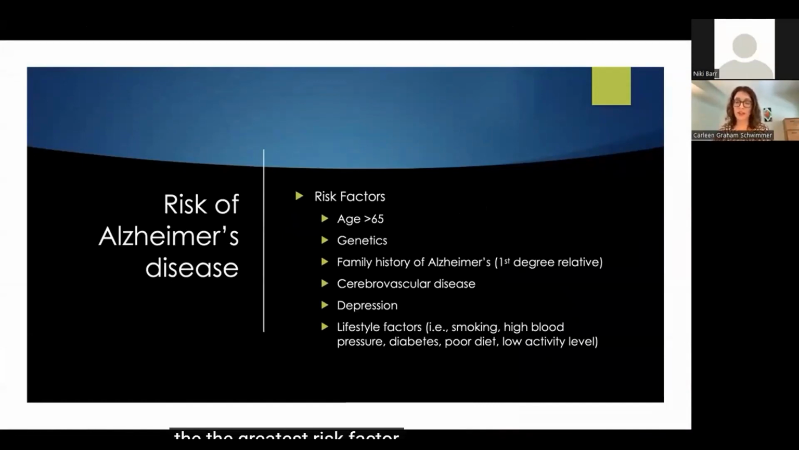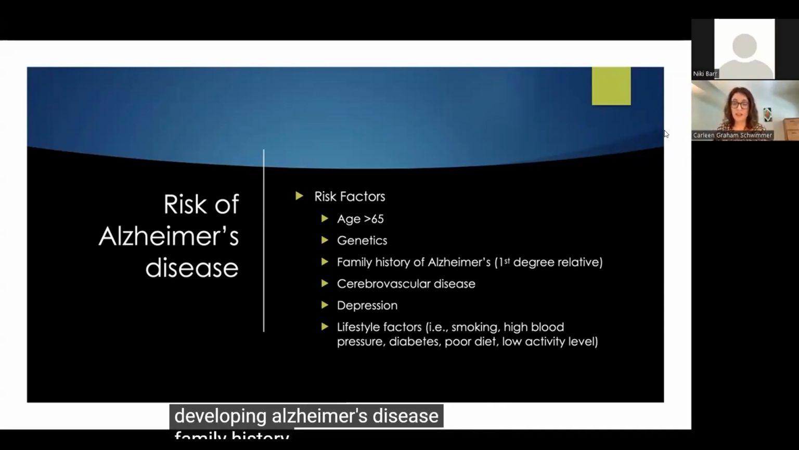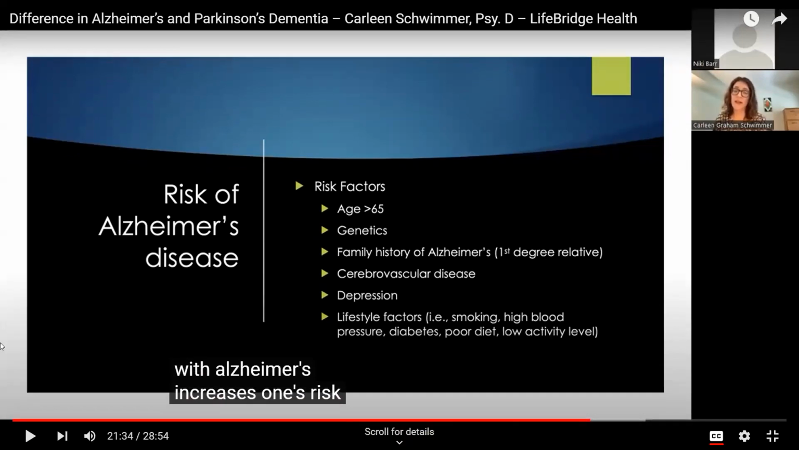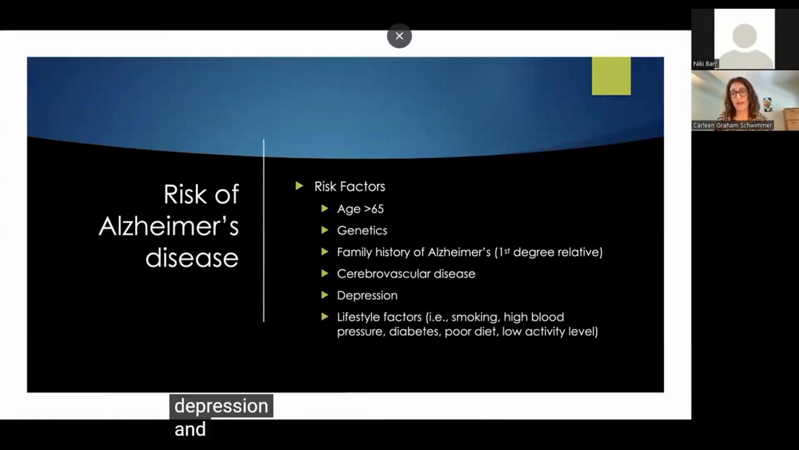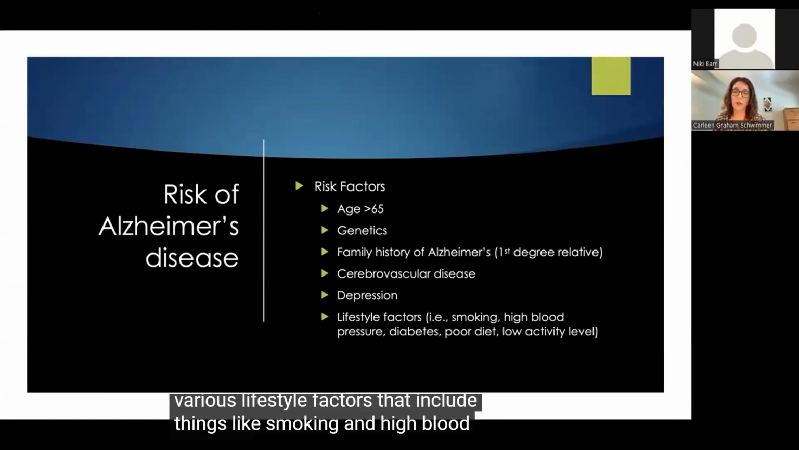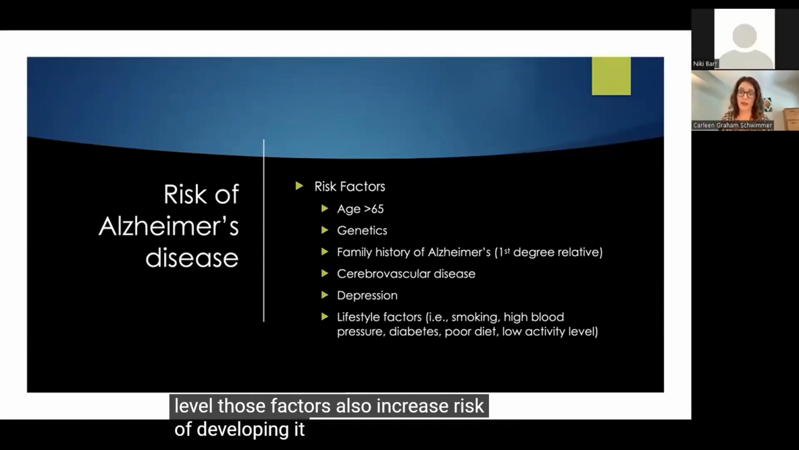The greatest risk factor for Alzheimer's disease is older age, over the age of 65. We know that's the greatest risk factor. There are also genetic factors that have been identified that increase risk of developing Alzheimer's disease. Family history of Alzheimer's, particularly having a first-degree relative with Alzheimer's, increases one's risk. Having a stroke or other vascular changes in the brain increases risk. Depression and various lifestyle factors, including smoking, high blood pressure, poor diet, diabetes, and low activity level, also increase risk of developing it.